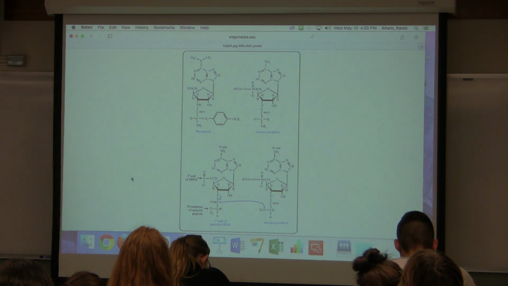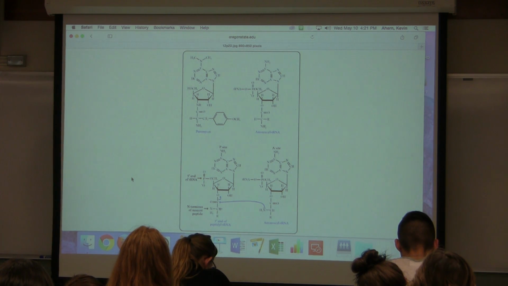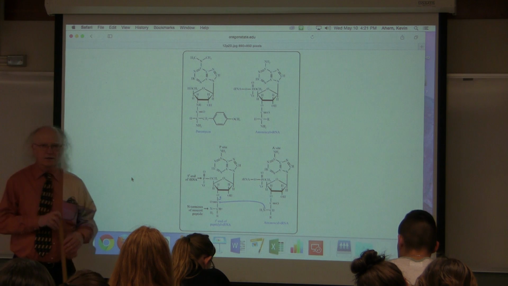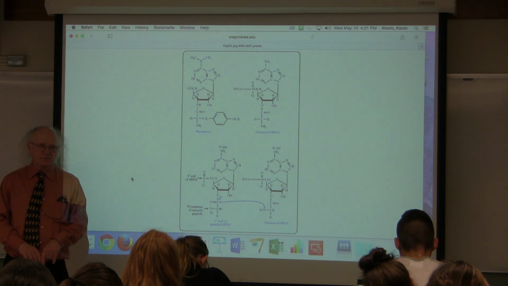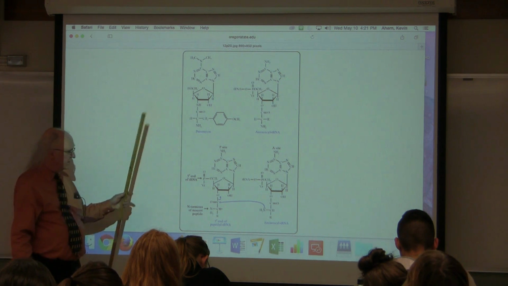So many antibiotics work by gumming up translation. If you've ever had to take chloramphenicol when you were a kid, okay? Chloramphenicol is an antibiotic that gums up translation. Puromycin is another one that gums up translation.